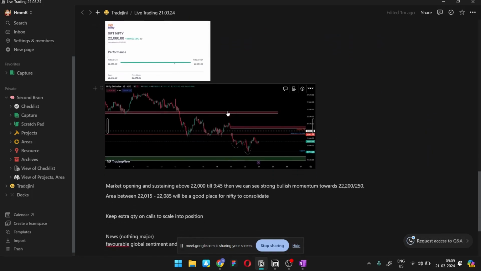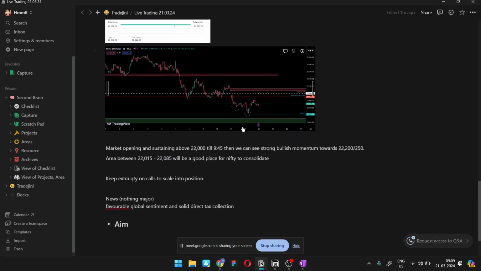And in the morning I did another analysis because the market was suggesting a break of these supply levels. So we have a major supply at 22,200. So till the market breaches 22,250, we will not have very fast momentum. And if you see the range that is formed here, this particular area, we can expect the market to consolidate in this area. So 22,015 to 22,085, we can expect the market to consolidate.